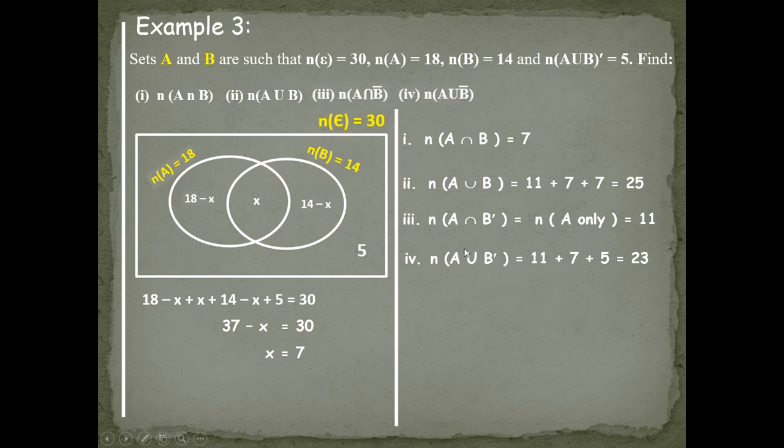If you're dealing with union, you require the entire region that is shaded. If you're dealing with intersection, you require the region that is shaded twice. So if I want A union B complement, I'll shade A, then I'll shade outside set B. So outside set B, I'll shade that region. And I'll take the entire region that is shaded, which will be 11 plus 7 plus 5. That gives us 23.